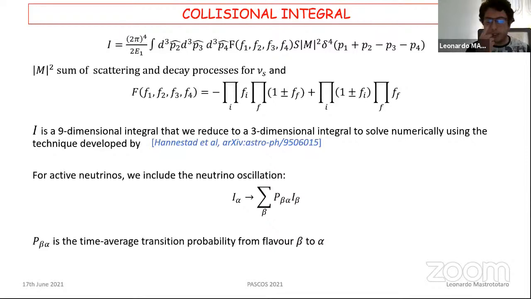To solve this 9-dimensional collision integral, we have used the Arnstadt procedure. So it's possible to reduce it to a 3-dimensional integral and then to solve it numerically. In this way, we have solved the Boltzmann equation for the evolution of the sterile neutrinos without approximation. For the active neutrinos, we have done the same, but we have also introduced the time-averaged transition probability. In this way, we also track the oscillation between active flavors.